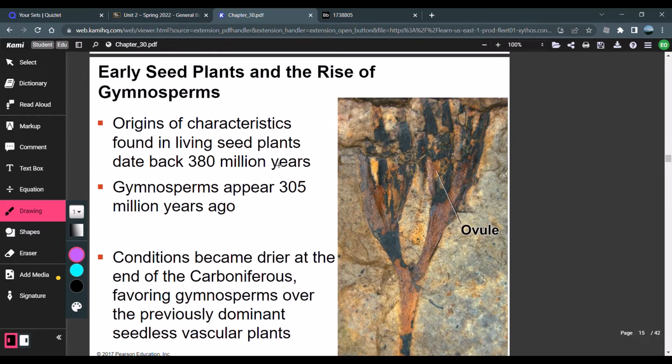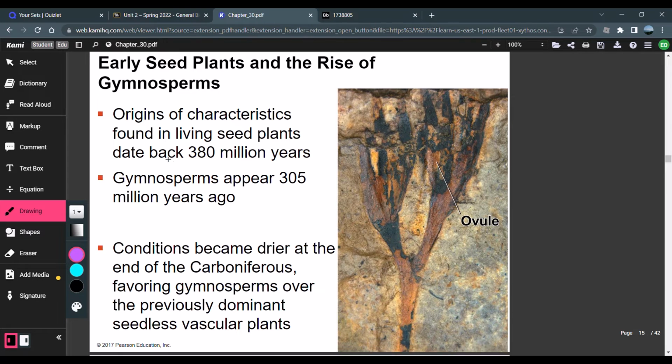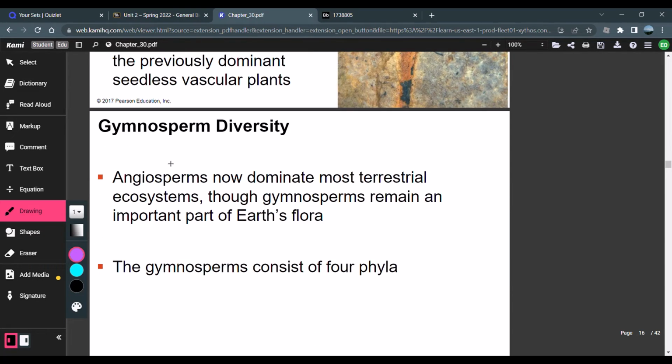So, at the end of the Carboniferous, conditions became drier. Remember that the Carboniferous was once a moist and wet place, and it favored seedless vascular plants. Now, since conditions became drier, gymnosperms and angiosperms were the dominant ones, specifically gymnosperms. So, gymnosperm diversity. Angiosperms now dominate most terrestrial ecosystems, though gymnosperms remain an important part of Earth's flora.